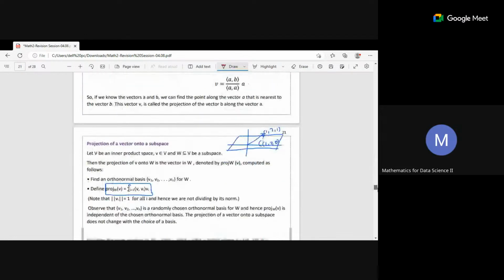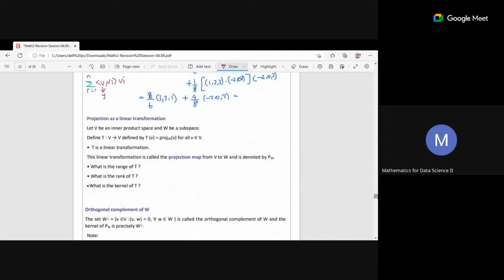Okay. Where were we? So the next topic is projection as a linear transformation. Let V be an inner product space and W be a subspace. Define T from V to V by T of v equal to the projection of v onto W. Then this defines a linear transformation. This we have already verified. And what is the range of T? Where is it projected to? W. Right? And what is the rank of T? Dimension of W. And what is the kernel of T?